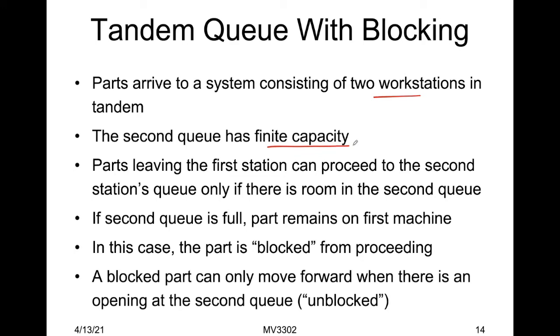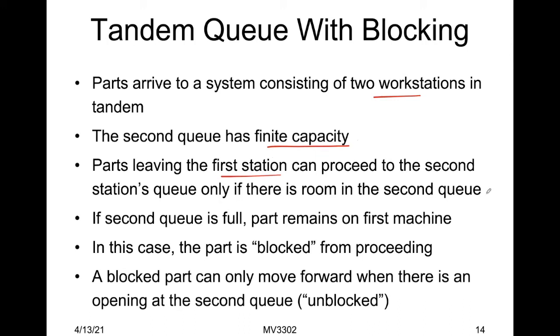But the problem is that these may be fairly big parts. And when a part is finished at the first station, there may be no room to move it to the second station. In other words, there may be only a certain amount of room to move things off. This could be a physical constraint, and that's typically what it is. Okay, so now the part that's leaving the first station wants to go to the second station, but it can't because it's blocked. In other words, the queue is full, so it can't move on.